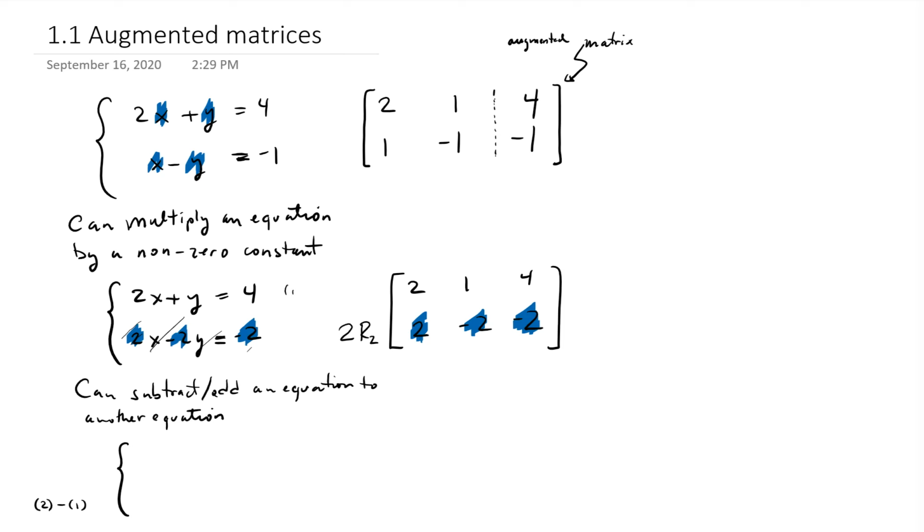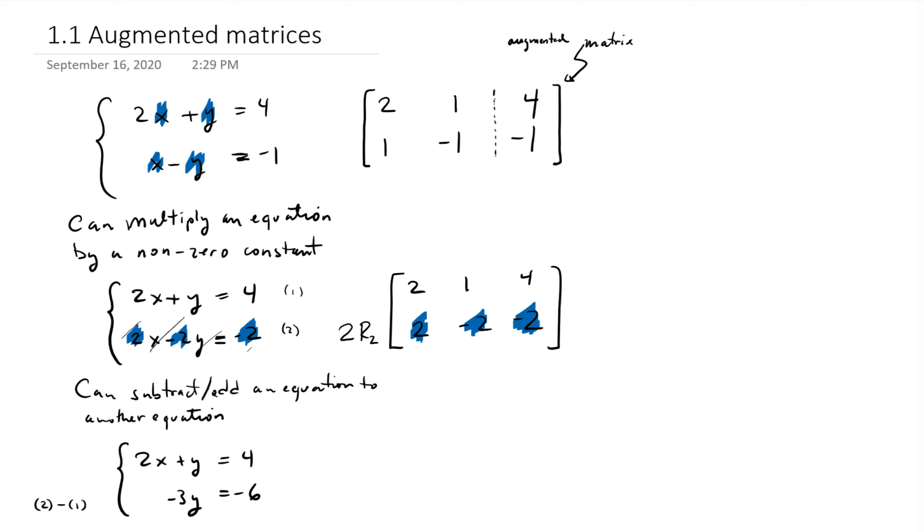Well, maybe this is 1 and 2. If I do equation 2 minus equation 1, essentially the 2x and the 2x will cancel out. So I'm just going to recopy the first equation. But in my second equation, the variable x is going to disappear because 2x minus 2x is 0x. And 2y minus y will give me minus 3y. Minus 2 minus 4 will give me minus 6.